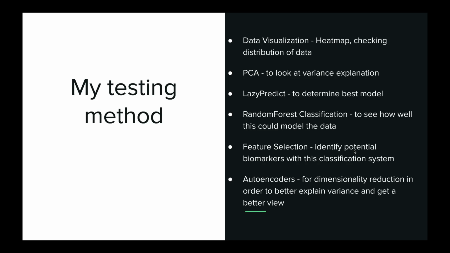Before using a classification method, I also used LazyPredict to determine the best model. From this, I saw that RandomForest was the best model, which is a bit of a spoiler, and I used that to model the data. Next, I did feature selection, which was to identify the top genes used in the RandomForest classification model, and those were also the potential biomarkers with that classification system. I ended with autoencoders just to explain the variance a little bit better, for dimensionality reduction, and to get a better view of the data overall.